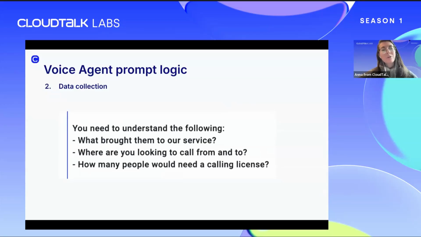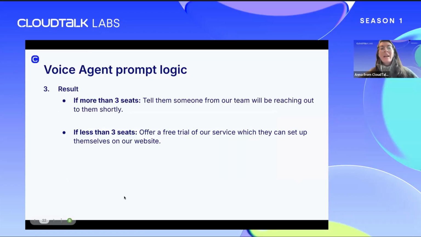First of all, what brought the prospect to our service? Second, what is the region they are looking to call from and to? And third, the most important one, how many people would need a calling license? Based on the last response, we then look at the result logic, and there are 2 options. Like Josh actually said, if there are more than 3 seats, the voice agent is prompted to tell the prospect that someone from our team will be in touch very shortly. If it's fewer than 3 seats, it's prompted to offer a free trial of our services.